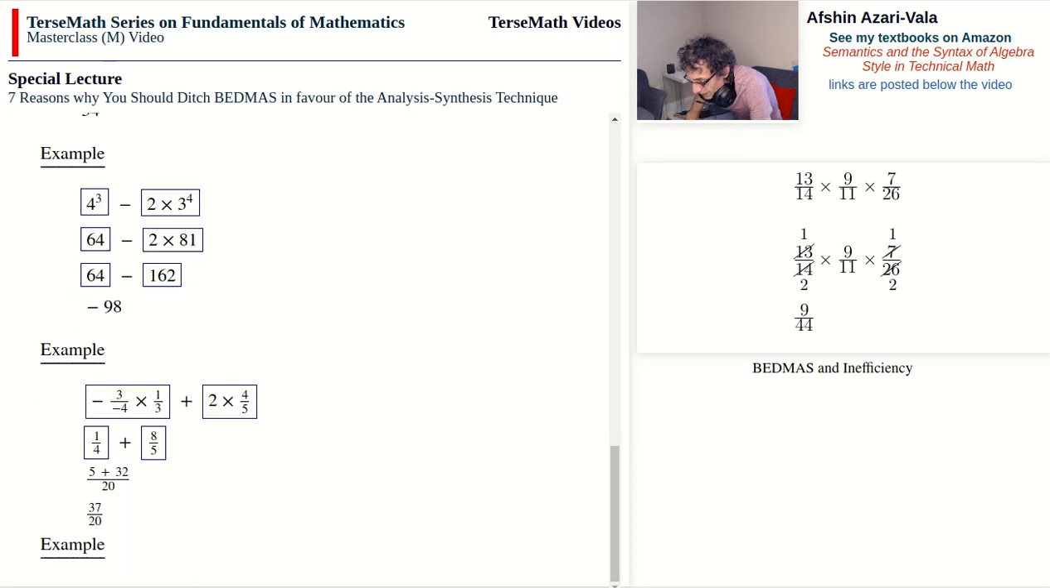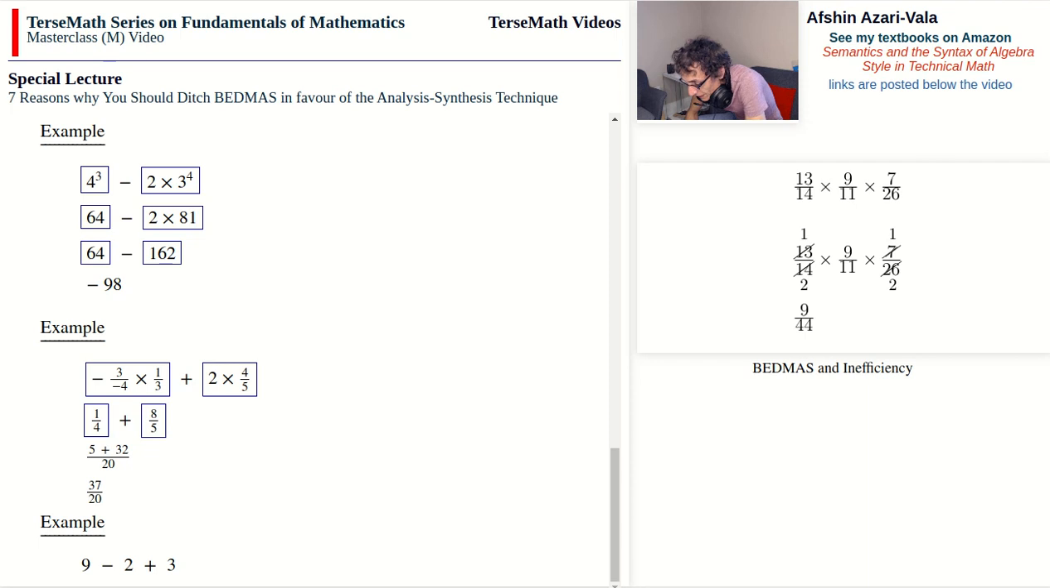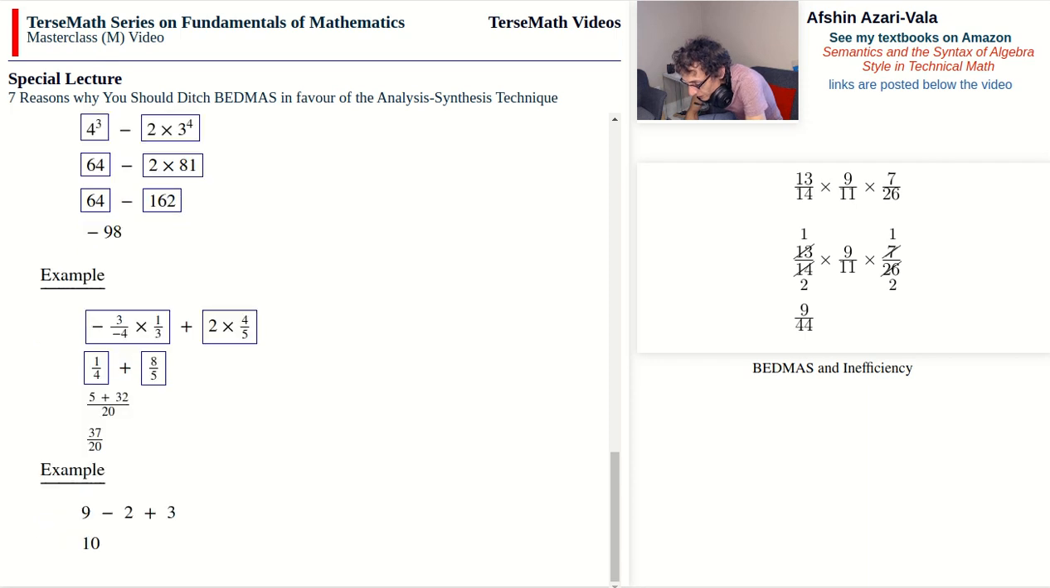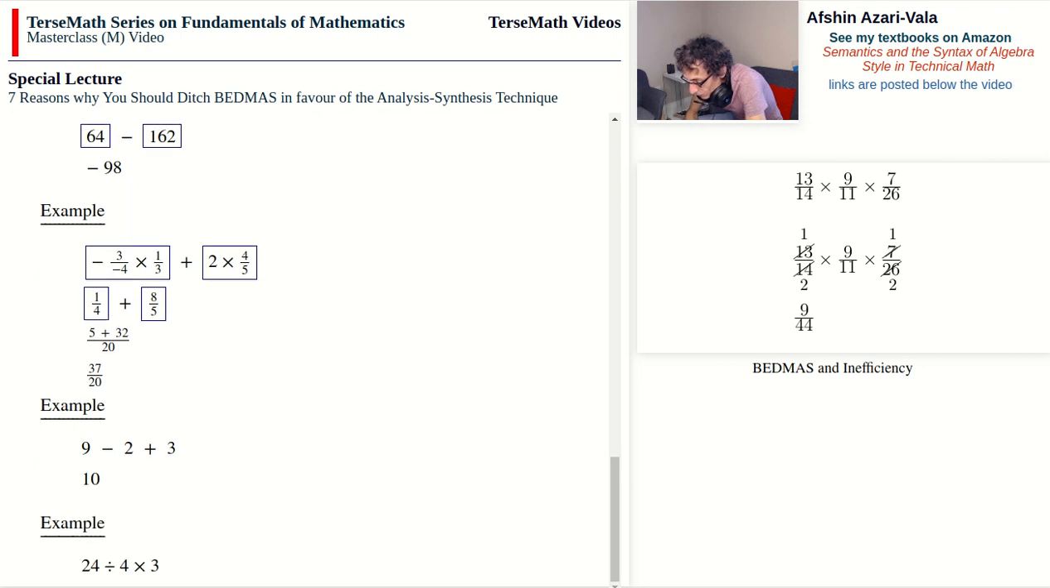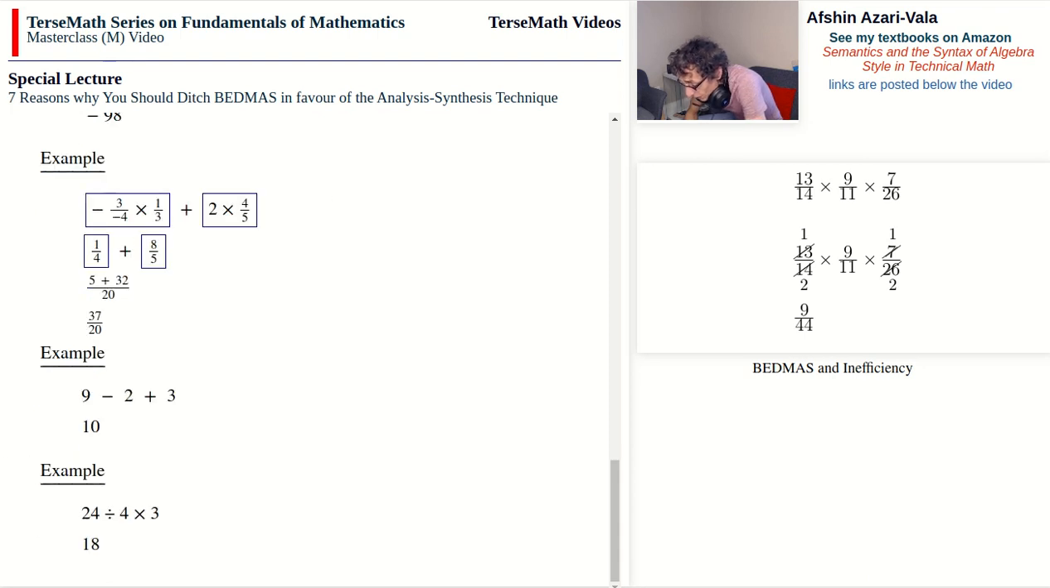All right, we close this now by looking at those three troublesome expressions that we had before. 9 minus 2 plus 3. Now we understand that we have to subtract 2 and add 3. We can do them in any order, so we might as well go from left to right here. 9 minus 2, 7, and 7 plus 3, 10. The next example, 24 divided by 4 times 3. We understand that we have to divide by 4 and multiply by 3, and we can do that in any order. And again, following any order, we end up with 18.